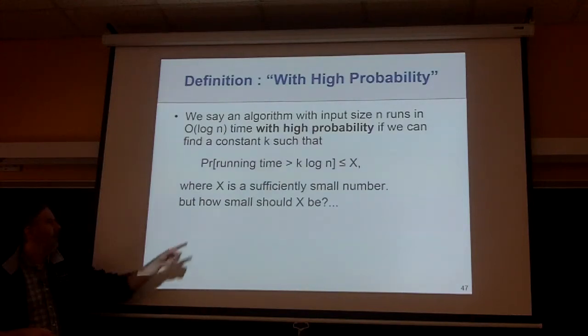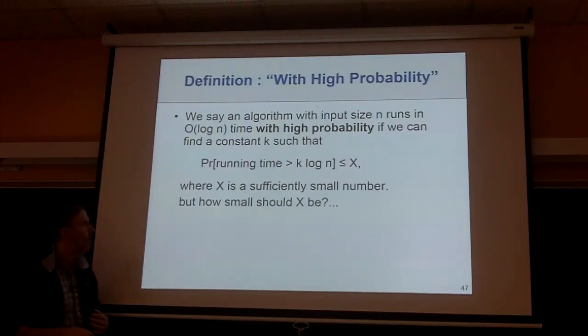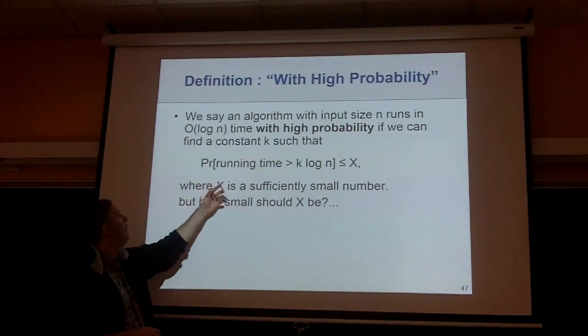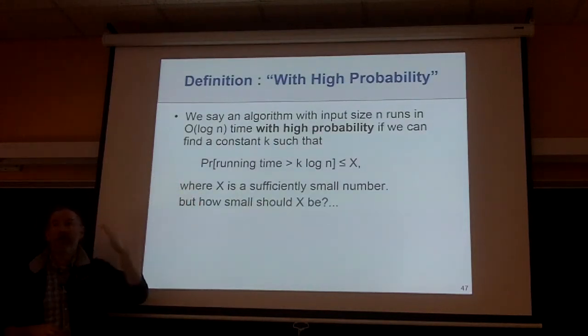If you are a committee responsible for defining what with high probability should mean for algorithm design, people design randomized algorithms, and a lot of them might work with high probability, or be efficient with high probability. How should we define this notion? For example, if I want to say the running time is order log n with high probability, that means the running time is bounded by a constant times log n with high probability.